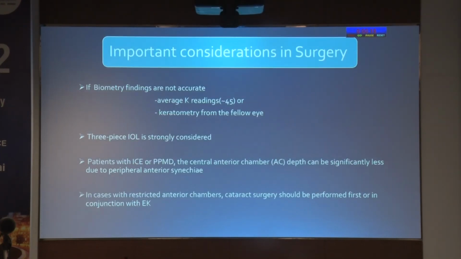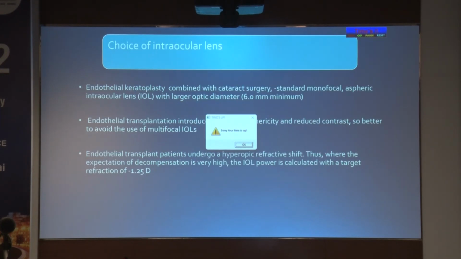Certain important considerations while handling such cases: if we are finding difficulty in biometry, we can always take an average K reading or we can take keratometry from the fellow eye. A 3-piece IOL is strongly considered, and in cases where the anterior chamber depth is less, we should always perform EK first.